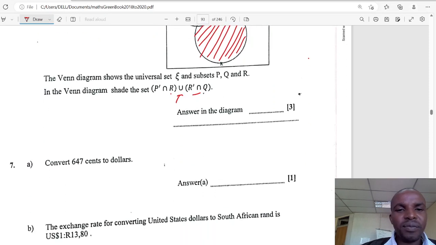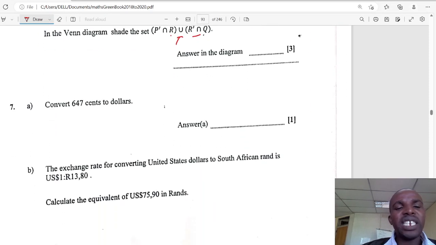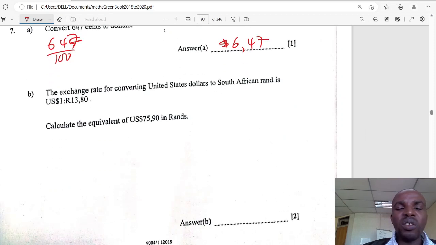Then next part, convert 647 cents to dollars. You just divide by 100. 647 divided by 100 is $6.47. Simple. Next, the exchange rate for converting United States dollars to South African rand is $1 is 13.80 rand.